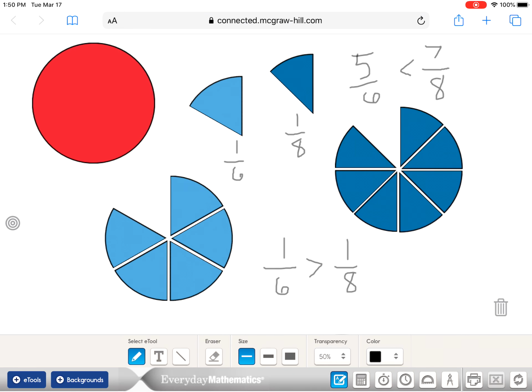Great. Today, we're going to be using pictures like this with either fraction circles, fraction strips, or your number line to show why a fraction is bigger than another fraction. So stay tuned.